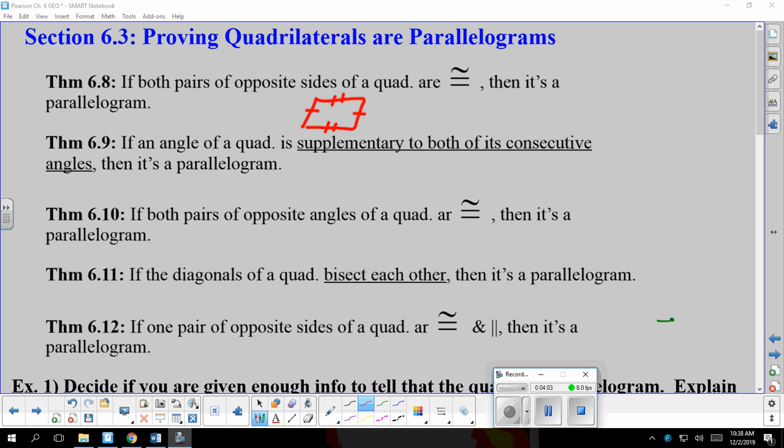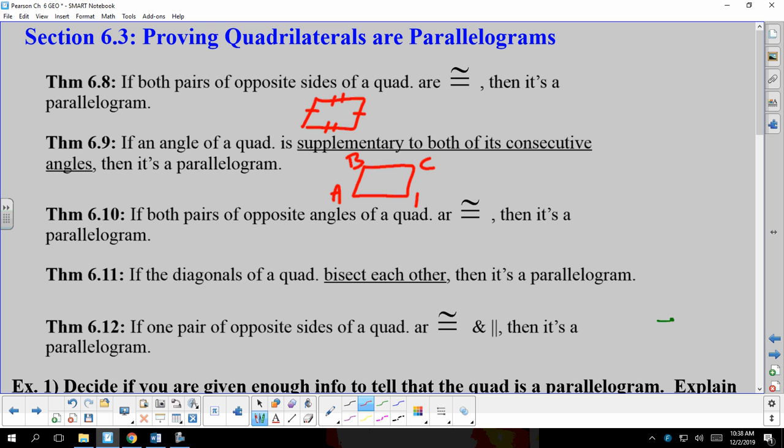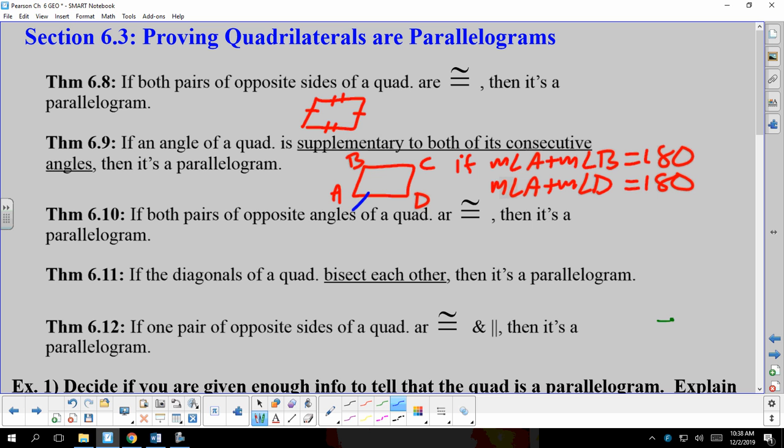If an angle of a quadrilateral is supplementary to both of its consecutive angles, then it's a parallelogram. Let's see what this one is. So if I have A, B, C, D, if the measure of angle A plus the measure of angle B equals 180, and if the measure of angle A plus the measure of angle D equals 180, so A is supplementary to both B and D, then we know that it's a parallelogram.